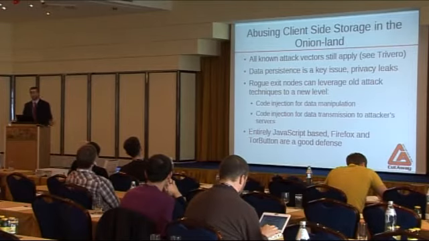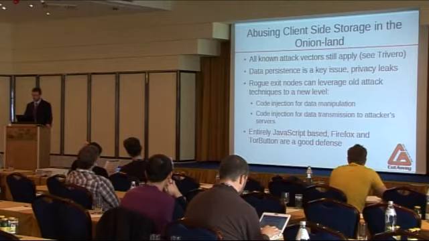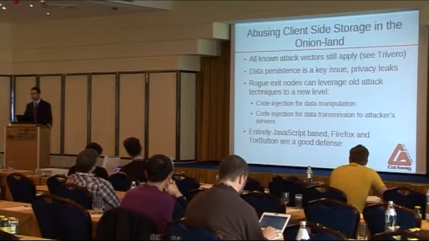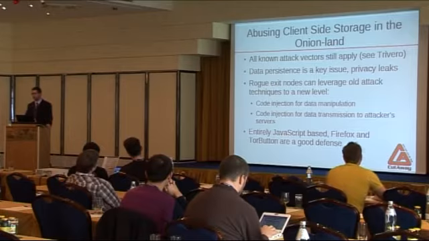So, how can we abuse client-side storage in the onion land? All known attack vectors still apply. There are a lot of cool things you can do with client-side storage. SQL injection: you can inject the client and not the server. Or you can do whatever you want with this kind of technology. When we are browsing the onion land, data persistence is a key issue because you can leak your privacy.